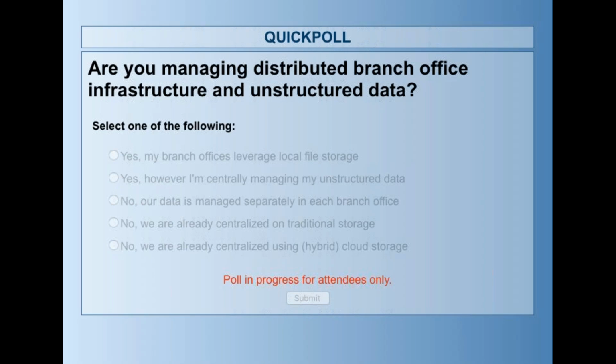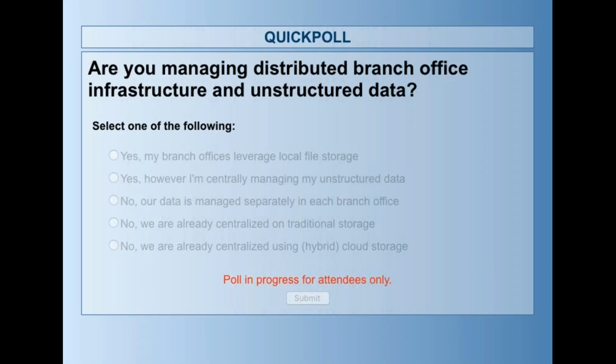I think we got obviously 65% of the attendees have voted, and the common denominator here is either, yes, my branch offices are leveraging local file storage, or my branch office data is managed separately. And that's really good, and that's what we're seeing as a trend as well. You know, in the early 2000s, organizations started to centralize and consolidate, and they couldn't deliver the performance. And that's why a lot of organizations, as they started to virtualize their branch offices, came back to more of a decentralized model with things like replication. So the answers here confirm what our observations are with the customer. So that's great. So thank you very much for filling that out.